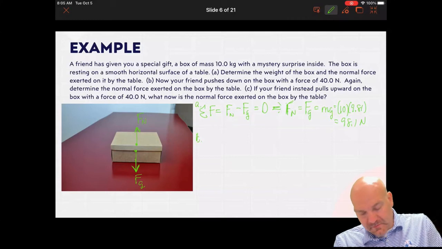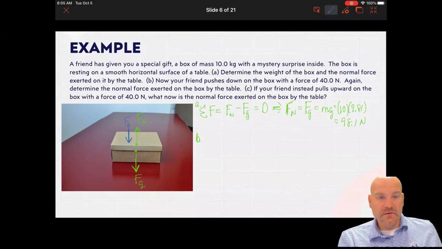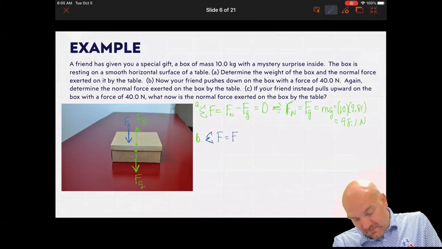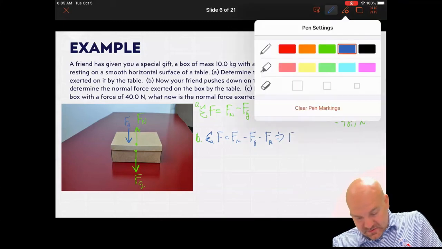Part B: my picture changes just a little bit. Now I've got this downward force from my friend, which we'll call the applied force. How does that change my vector sum? Now my vector sum becomes the sum of the forces equals Fn up minus Fg down minus Fa down, and I'm looking for that to be equal to 0.